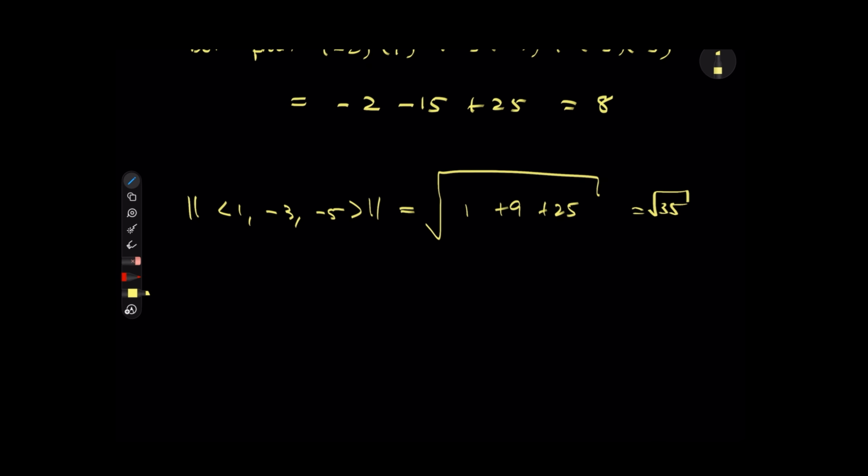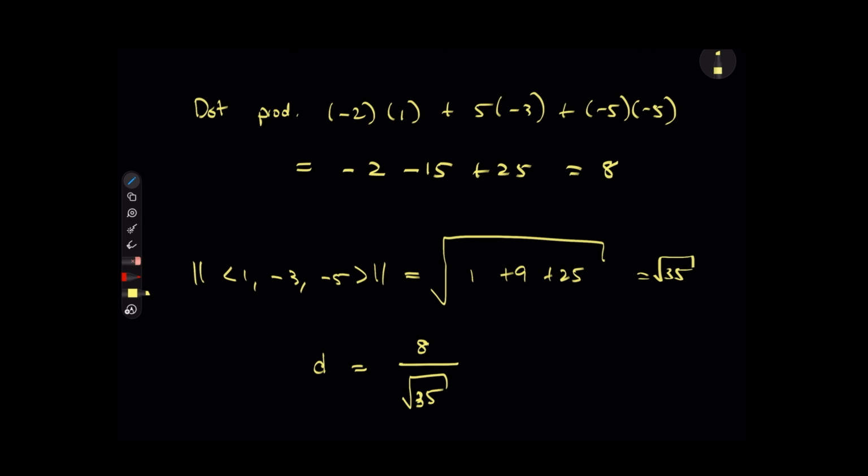So let's put this directly into the formula now. So I'll have D is equal to the numerator, which we worked out here to be 8, all over the denominator, which is root 35. Okay, so this is our shortest distance for our skew lines. Okay, so now we're going to move on to question 1 subpart B.